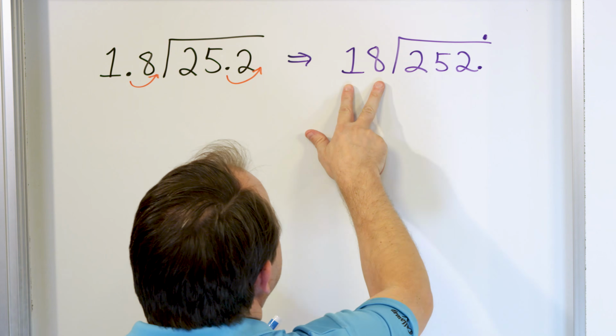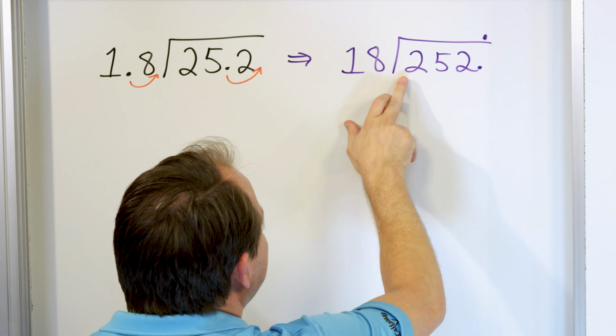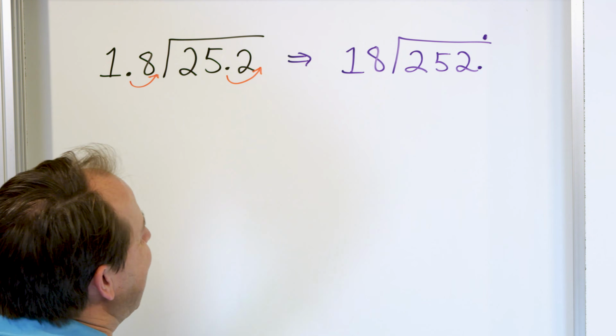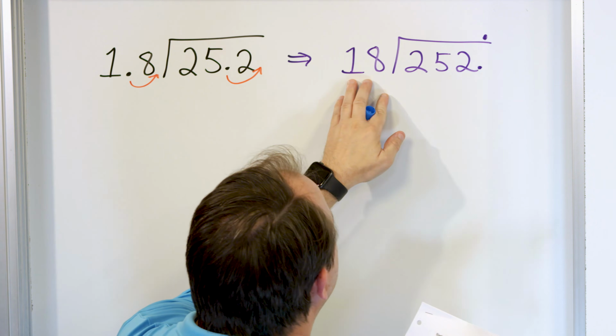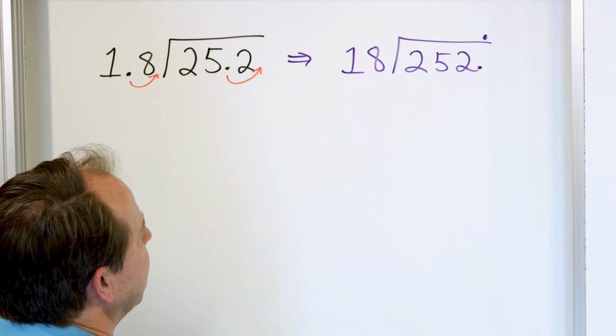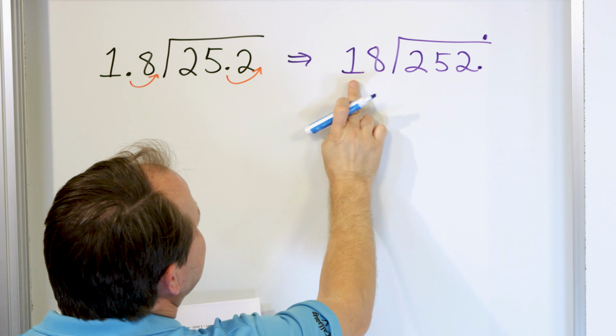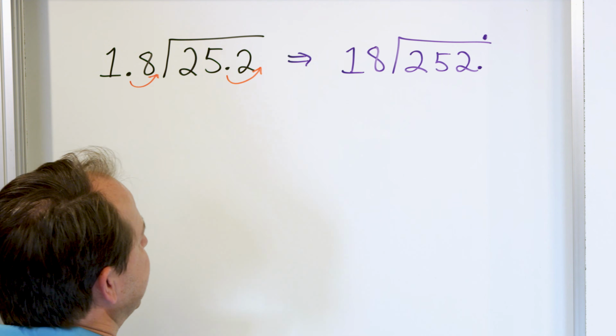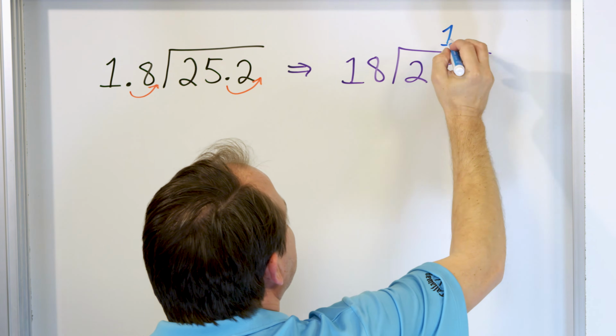So 18, can that go into 2? No, it can't. 2 is too small. 18, can it go into 25? Yes, it can. How many times? Well, it can only fit one time. If you multiply 18 times 2, you're going to find out that it's much larger than 25. I mean, if you think about it, this is close to 20, and then 20 times 2 is 40. That's way bigger than 25. So we say it only goes one time.